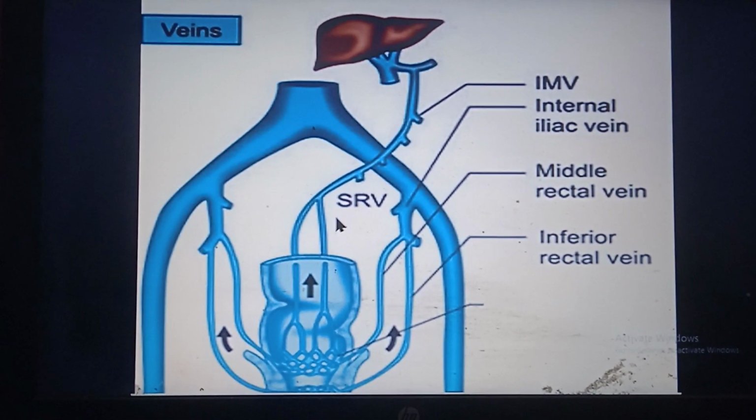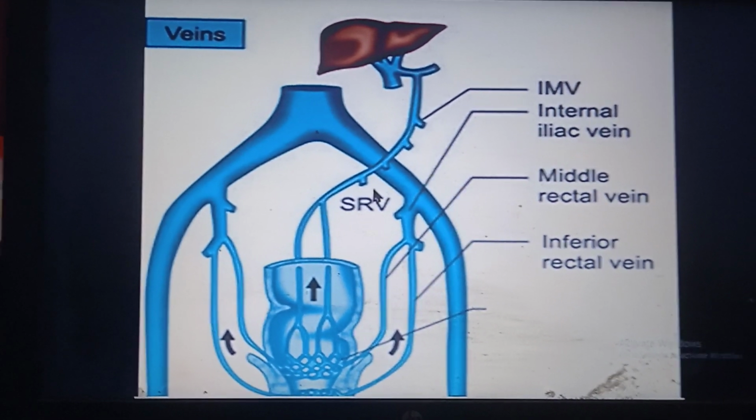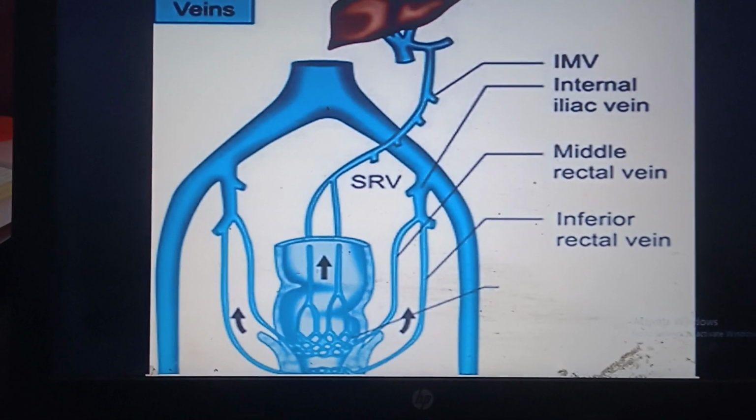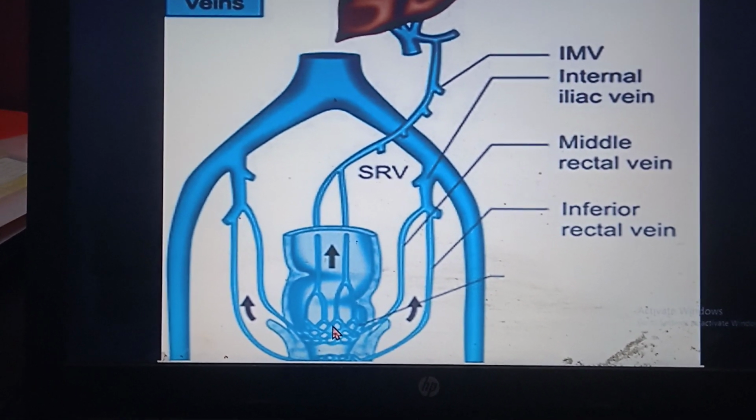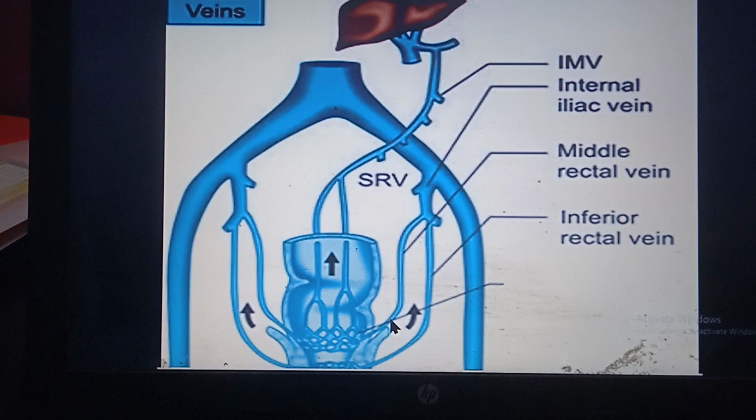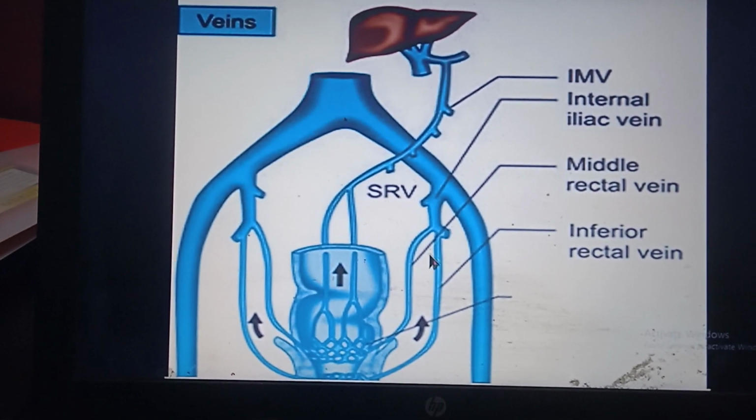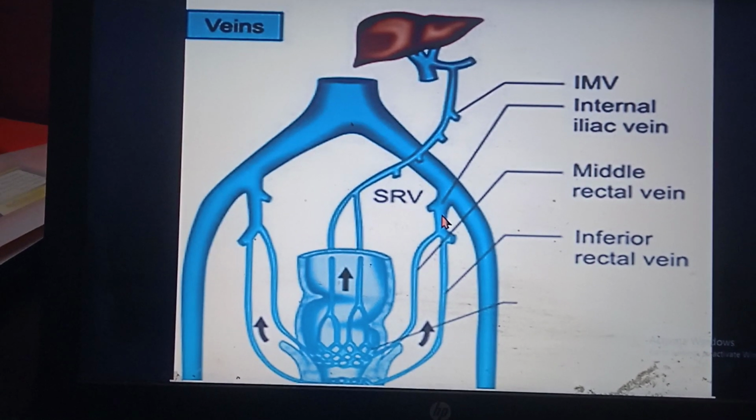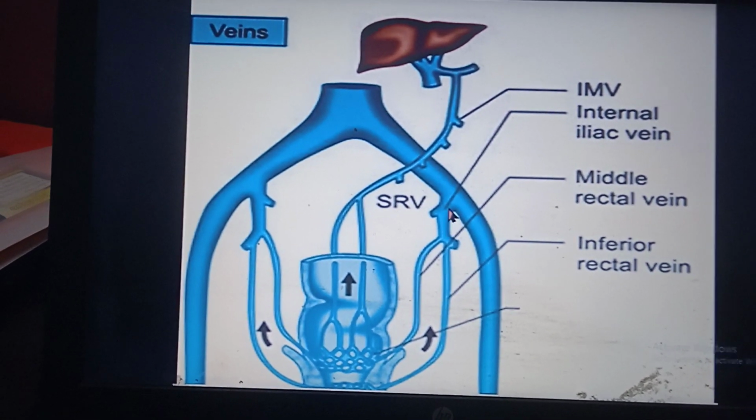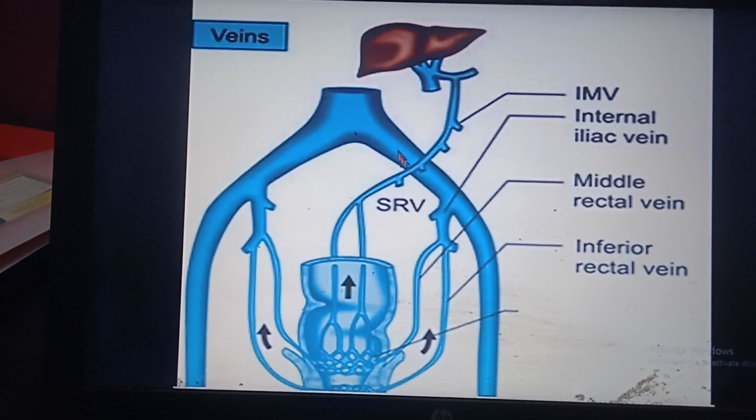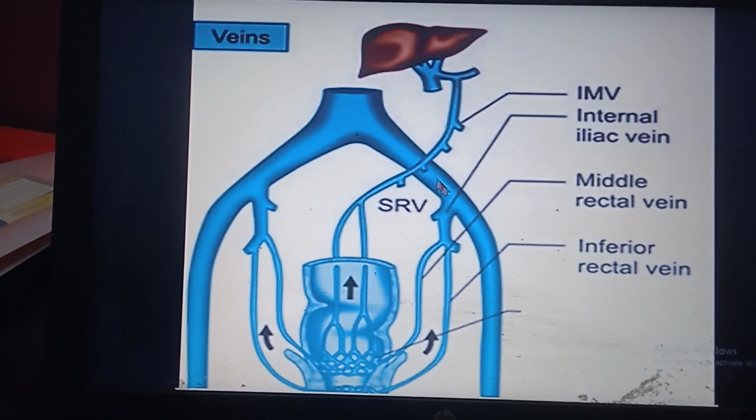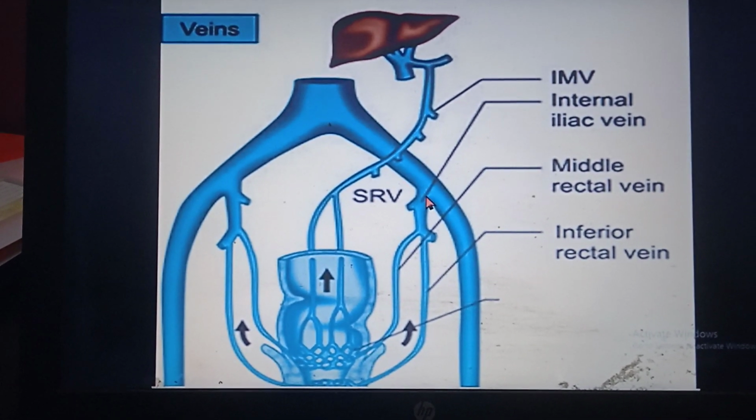So, the superior rectal vein is part of the portal venous system, whereas at the pectinate line and below, it is drained into the middle and the inferior rectal veins, which are tributaries of the internal iliac vein, finally drained into the inferior vena cava. So, part of the caval system.